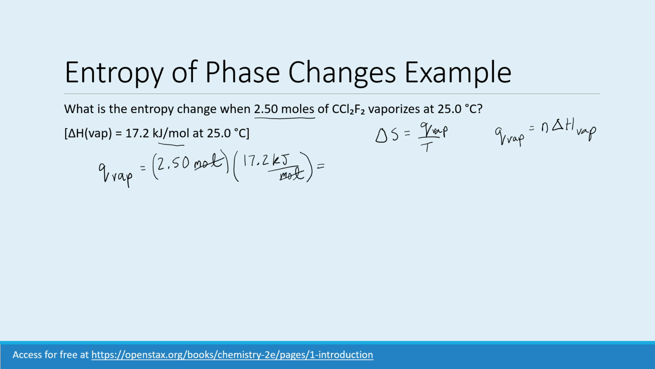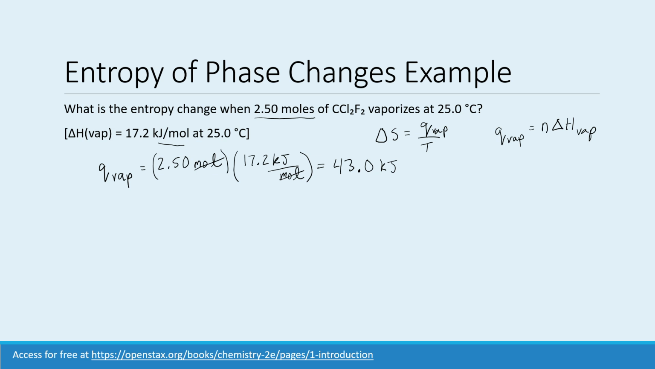Okay, so our moles cancel out. We've got 3 sig figs, and we're going to be left with kilojoules for our value of heat in the system. And so the calculator gives us 43. We want to keep those 3 sig figs, and so we're going to make it 43.0 kilojoules.